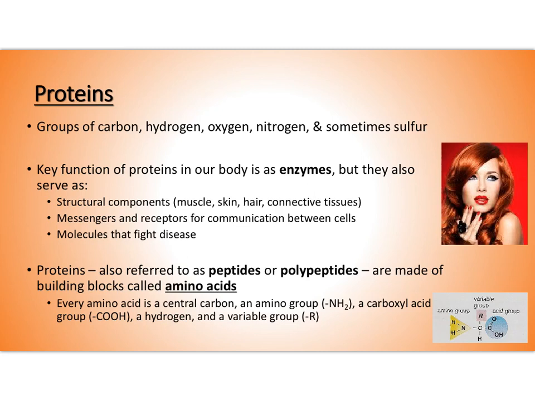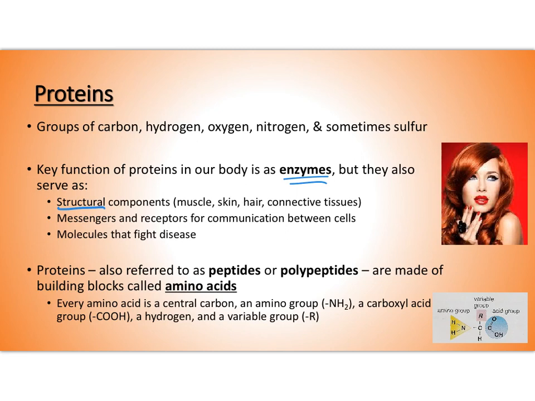protein is a biochemical structure made of carbon, hydrogen, and oxygen, as well as nitrogen, and sometimes there's a little bit of sulfur in there. And while probably the most important function in your body for protein is as enzymes, they also are your primary structural component. So basically, most of what you are made of is a lot of protein.